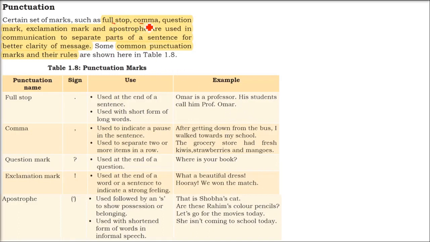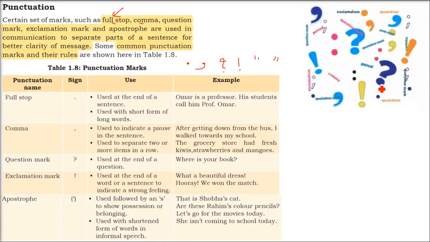So punctuation is full stop, comma, question mark, exclamation mark, apostrophe. These are the symbols we use in communication to separate parts of a sentence, because we want better clarity of the message, how we want to speak, how it should be understood, right? So there are certain common punctuation marks and there are certain rules also. Let us see one by one.